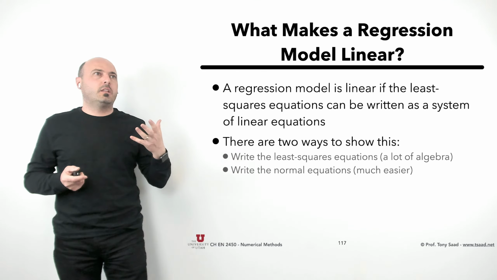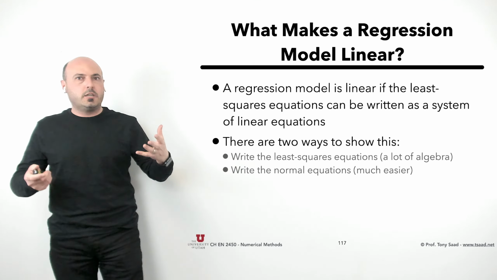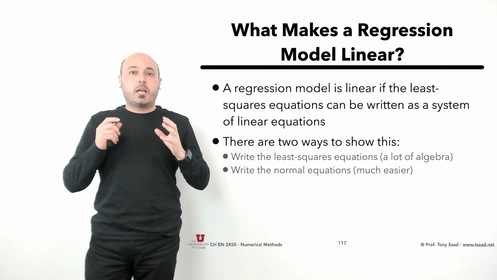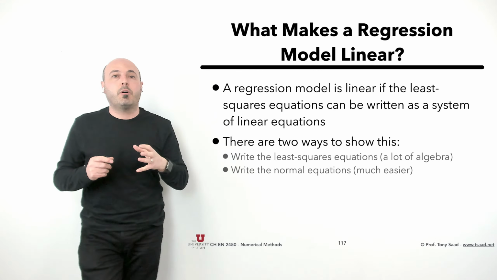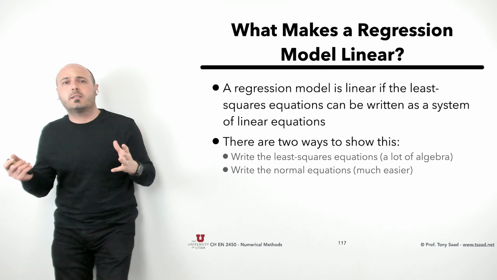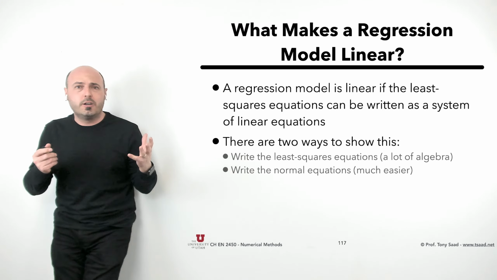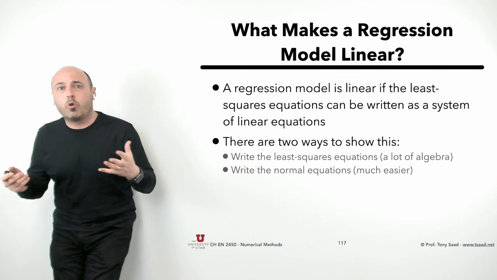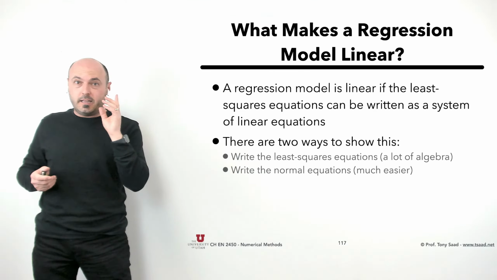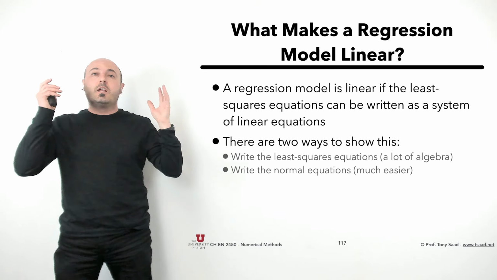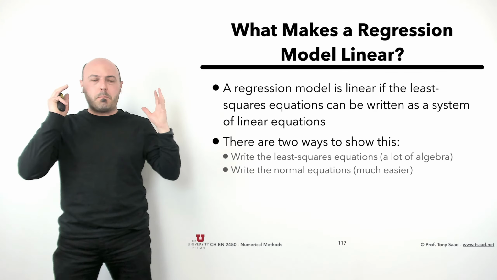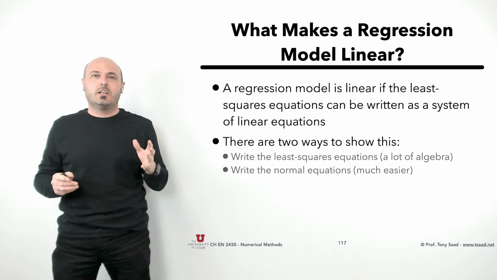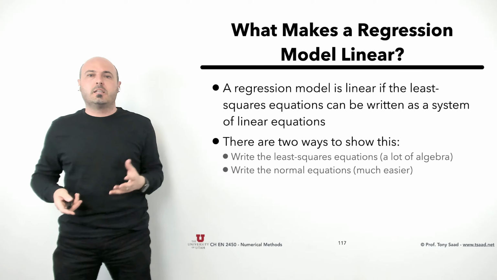By definition, the regression model is linear if the resulting equations governing the unknown coefficients is a system of linear equations. It will always be a system of equations, whether linear or not. But if it's a linear system of equations, in other words, the unknowns show up in a linear fashion, or you can write it as a matrix vector multiplication, then that is linear regression.